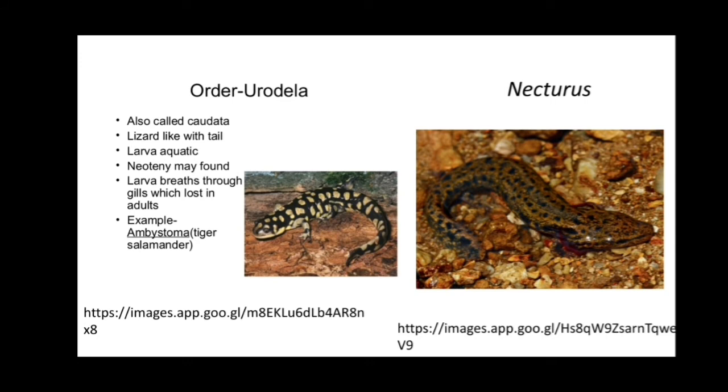Larvae are aquatic, adult-like, lizard-like with teeth. Larvae are aquatic. Neoteny may be found. Larvae breathe through gills, which are lost in the adult. You can see here the examples are Necturus and the salamander. So these are the examples from the order Urodela.